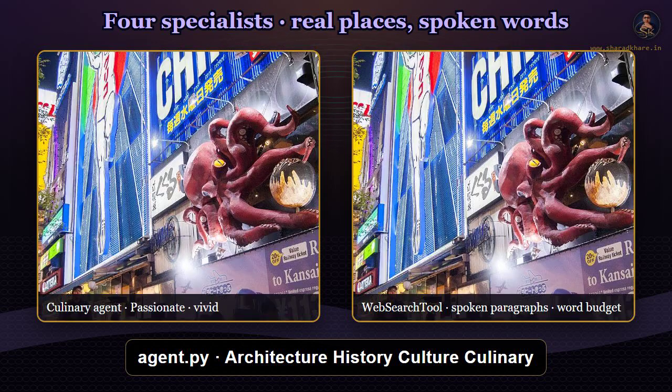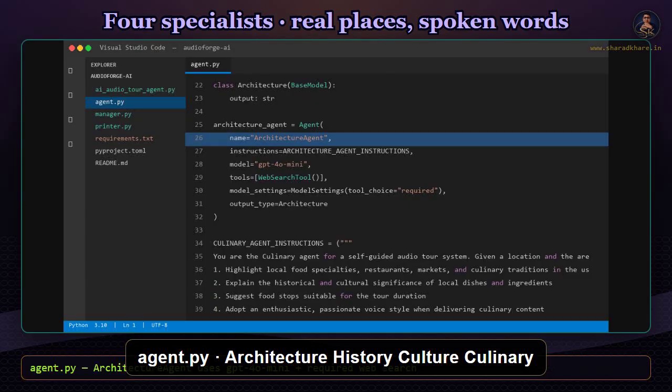First specialist is the architecture agent. Its instructions ask for styles, notable buildings, urban planning, and details a walker might miss. It must speak in a detailed descriptive voice with no markdown headings because the text will be read aloud later. It also must stay inside a word limit so a 10-minute tour does not become a 40-minute lecture. The architecture agent uses model GPT-4 Mini, requires the web search tool, and returns a Pydantic class named Architecture with one field, output.